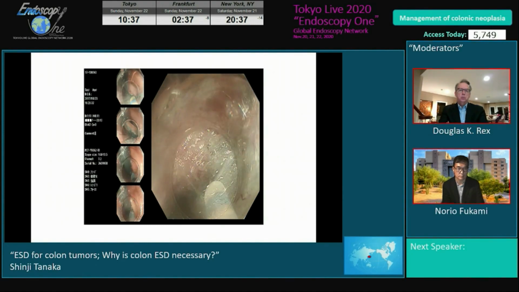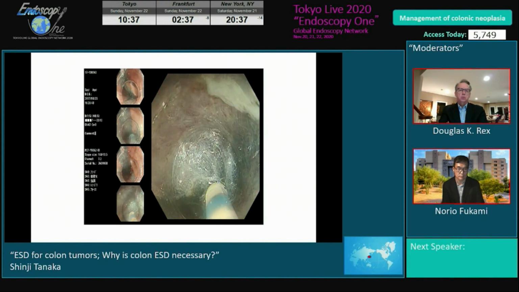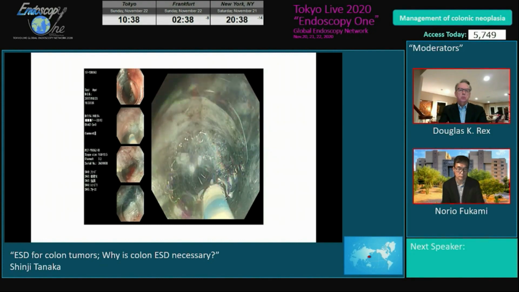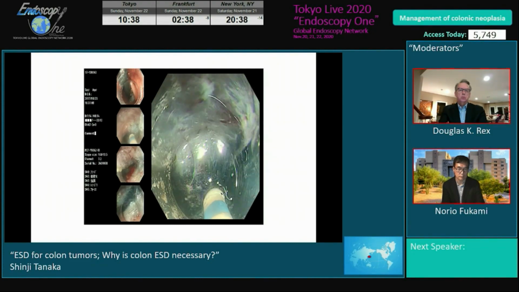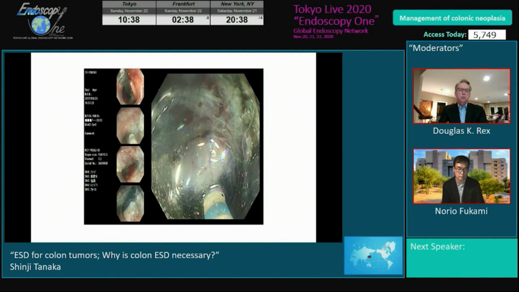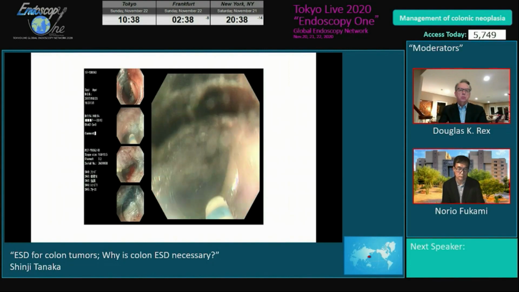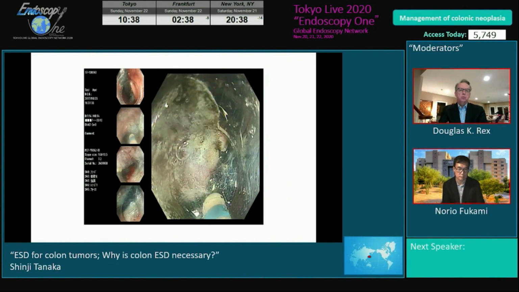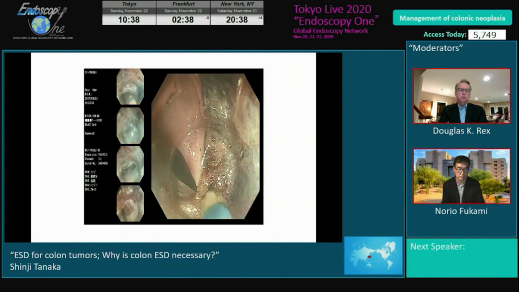By using SO clip, we can get a very good view of the submucosal layer. There is a mild fibrosis. However, we can dissect easily and safer. When it is difficult to enter the submucosal layer during colorectal ESD, SO clip is very useful.